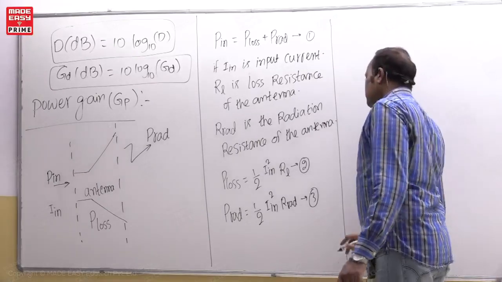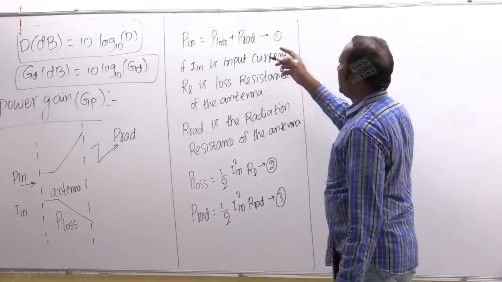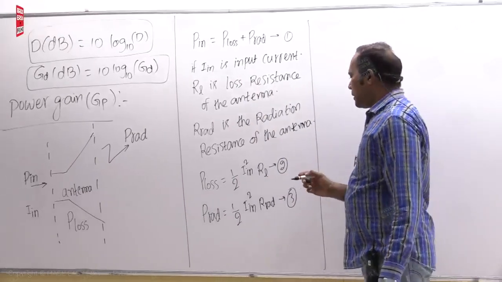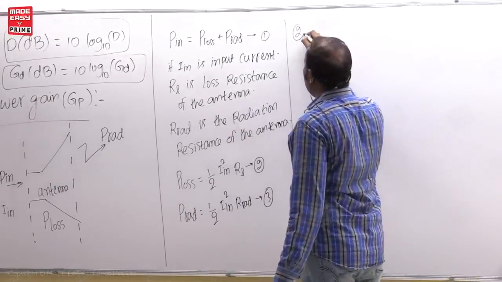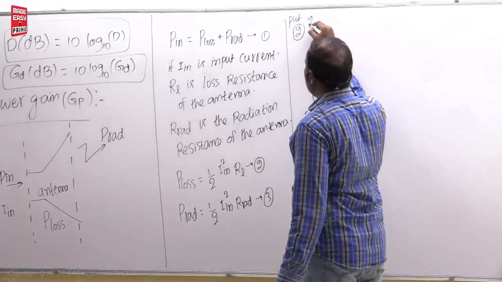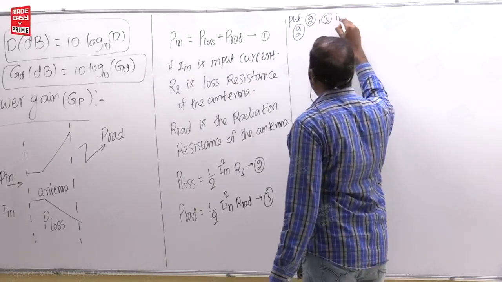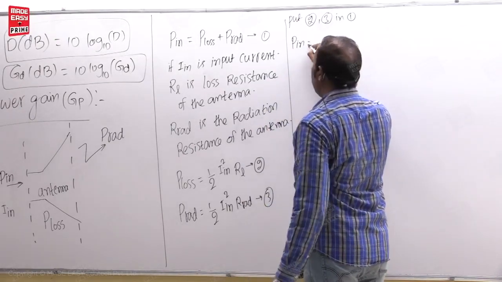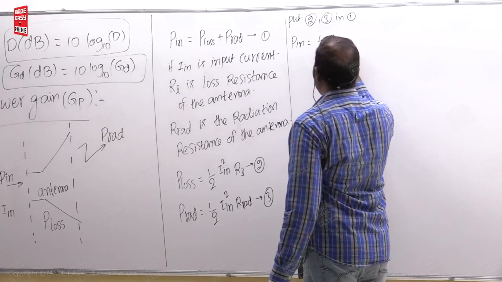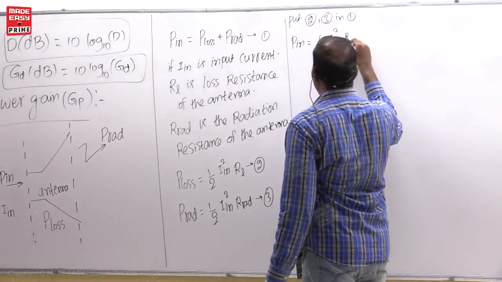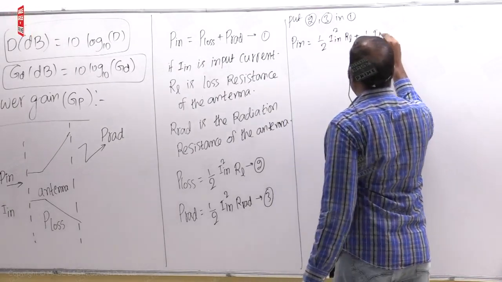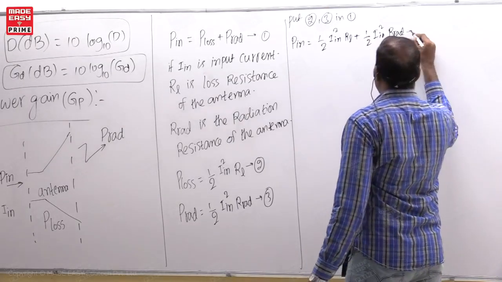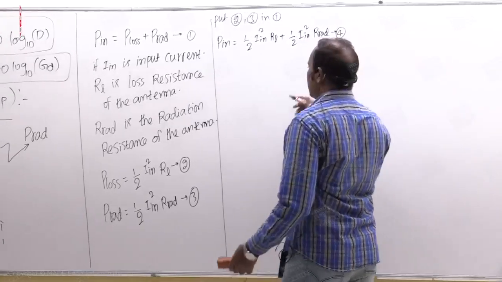Now you can substitute 2 and 3 in 1, you get the total input power. Okay students, so put equations 2 and 3 in 1, then you get the input power. So P in is equal to half into In square RL plus half into In square radiation resistance. Okay, this is equation number 4, let us say.